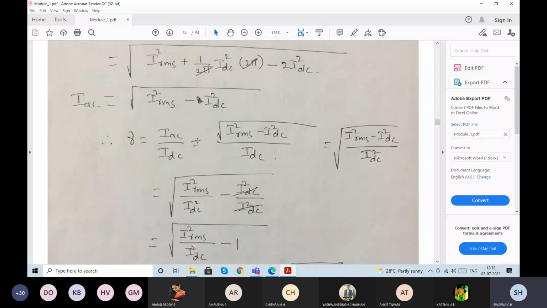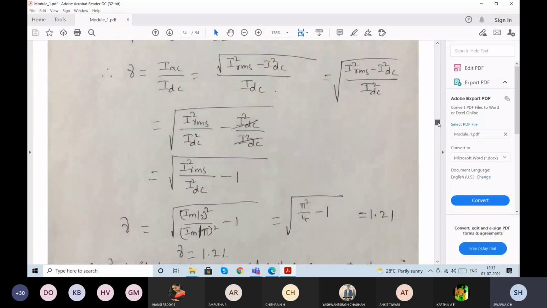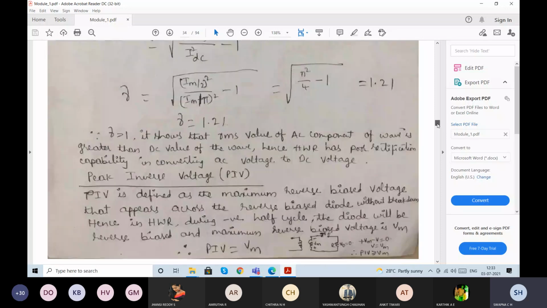Gamma is nothing but the RMS value of IAC, that is IAC RMS by IDC. That can be further simplified as root of I square RMS by I square DC minus 1. This equation directly you can use. When you substitute, you get the gamma value as 1.21.